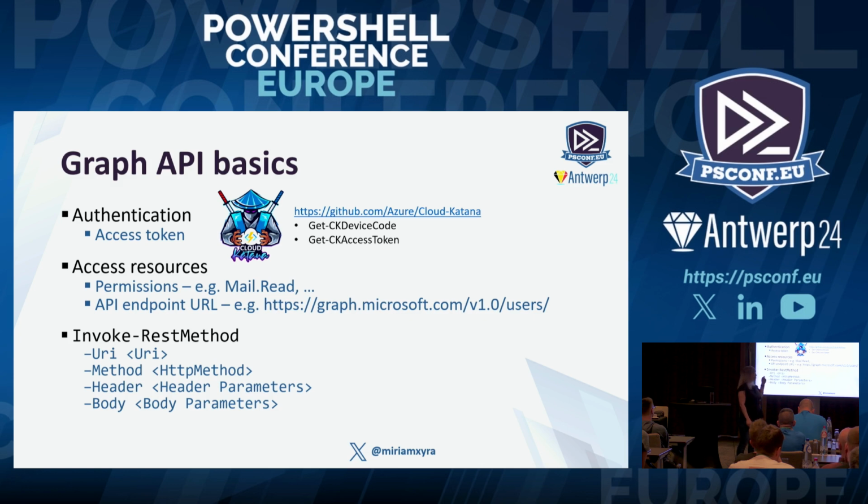In the header, you pass the authentication token, the access token, and also that it's JSON mainly. And in the body, which is optional, you can pass body parameters if the endpoint requires it.